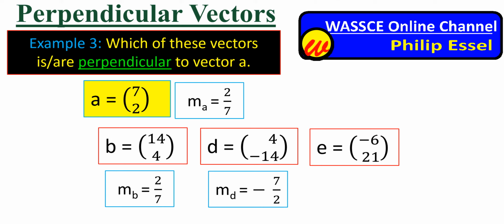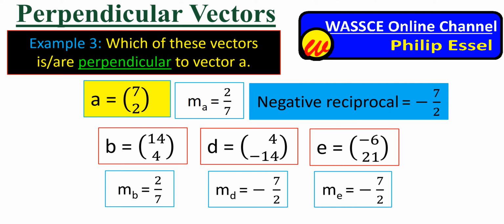The slope of the vector E is equals to 21 over negative 6. When we break this down further, we would get negative 7 divided by 2. We now know the slopes of all the vectors involved. The slope of the vector A is 2 over 7. The negative reciprocal of this number is negative 7 over 2.